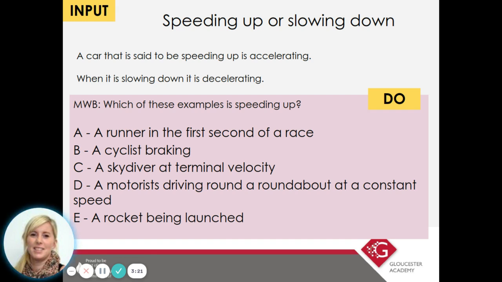So on your mini whiteboard then, you've got these 5 options. Which of these 5 are examples of speeding up? So which of the 5? So you could just write the letters, but which of the 5 are examples of speeding up? So pause the video and then restart when you're ready.